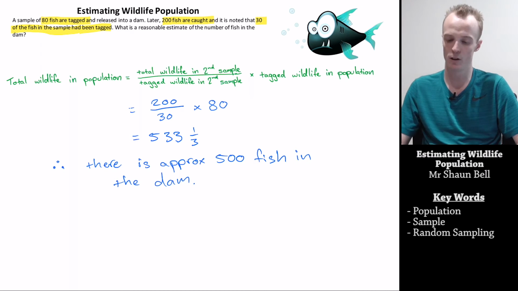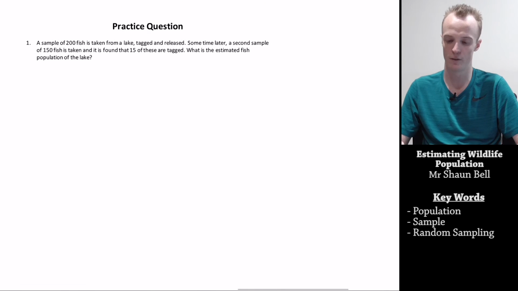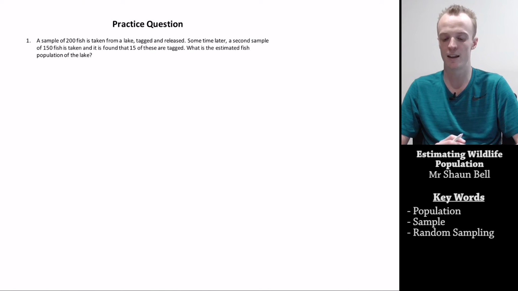So now let's have a look at a question for yourself. Your practice question today is similar to what we had, except this time your first sample of fish was 200 that you tagged and then released. Sometime later, to give them a chance to reintegrate with the population, you took a second sample of 150 fish and you found that 15 of these fish were tagged. What is the estimated fish population of the lake?